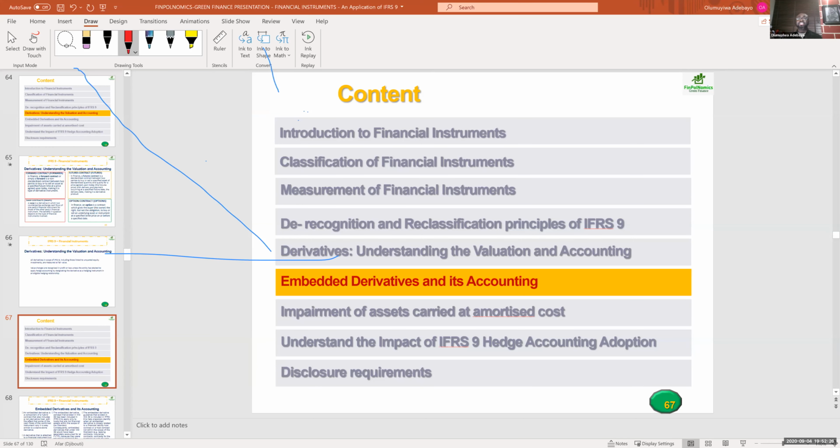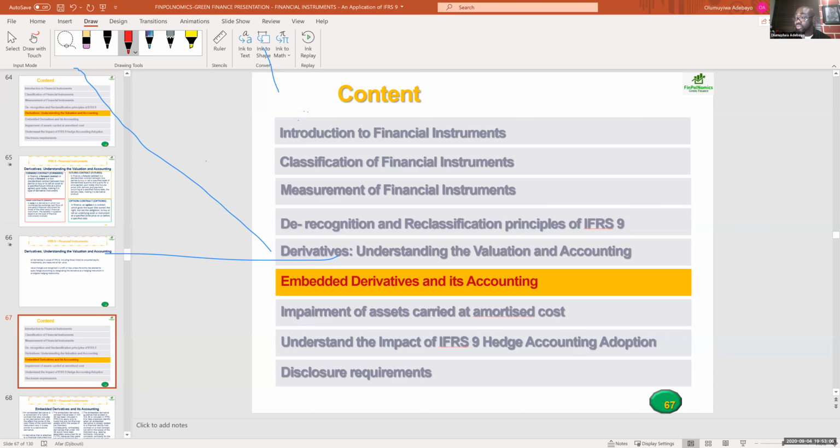Which means that an embedded derivative is a single contract that has 2 components in it. These 2 components are made up of, first, the host contract, which is usually a non-derivative contract. And the second component is the derivative. By the time you have a host contract and you have a derivative written on a host contract, what you have simply created is an embedded derivative.